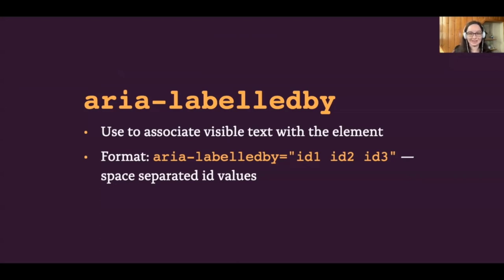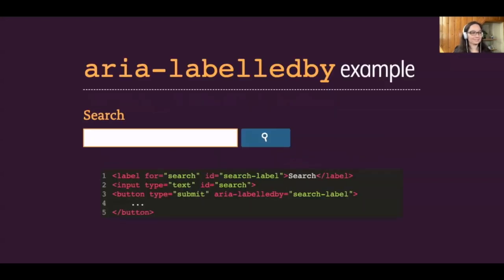Let's look at our ARIA labeled by example. All right, so in this example, I use the same search button, but it's next to a search field and has a label for that search field that says search. Since we were already going to use search as our accessible name, we might as well use the visible text here. So we have the label search, the input with the ID search that is now programmatically associated with that label, and then the submit button.